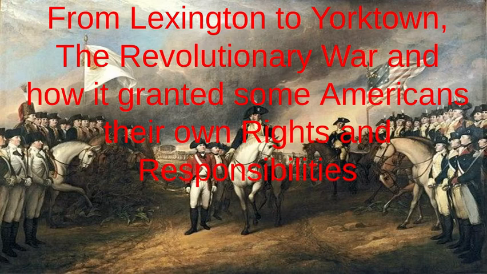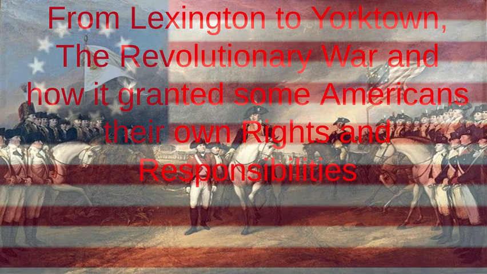From Lexington to Yorktown, the Revolutionary War and how it granted some Americans their own rights and responsibilities. The American Revolution established the United States as a sovereign nation, granting white colonists the rights of citizenship in a new republic. However, it failed to extend these freedoms to people of color who remained enslaved and oppressed, highlighting the irresponsibility of new leaders in upholding the promise of equality and representation outlined in the Constitution's ideals that all men are created equal.